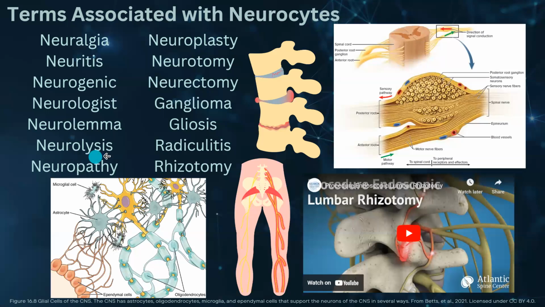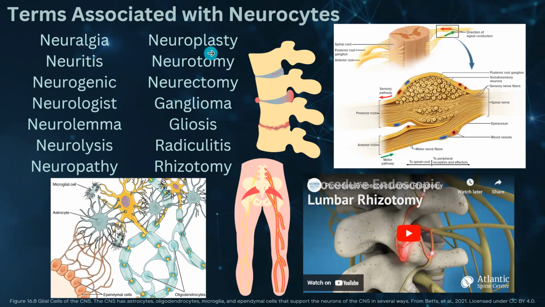Neurolysis: our suffix lysis is to dissolve or destroy. So neurolysis is destruction of a nerve. This is actually part of our nerve cell healing process. Neuropathy is a term that just means a disease process of our nervous system. Peripheral neuropathy is very common, especially in the diabetic population, which is an issue with their nerves due to the hardening of arteries and lack of blood flow. That would be an example of peripheral neuropathy.